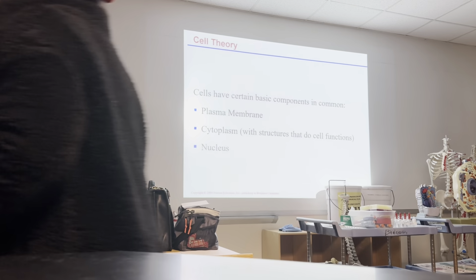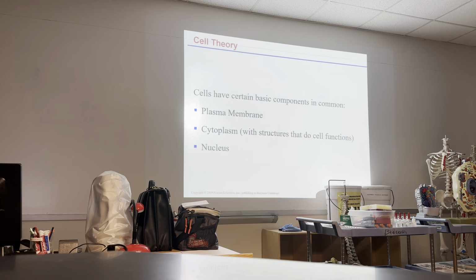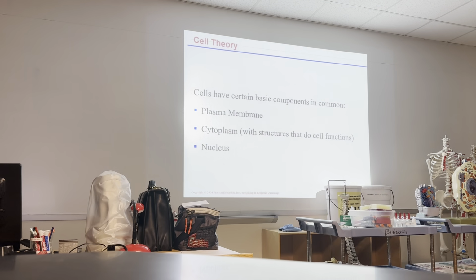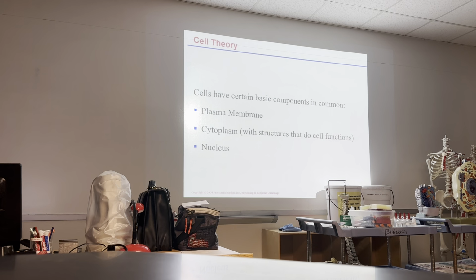So cells have certain basic components. What are they? Plasma membrane. What is the name of that tissue we call plasma membrane? That fatty acid. Phospholipid. You've got a glycerol head that's hydrophilic, and you've got fatty tails that are hydrophobic. They're amphipathic. That's why they're flexible, movable.